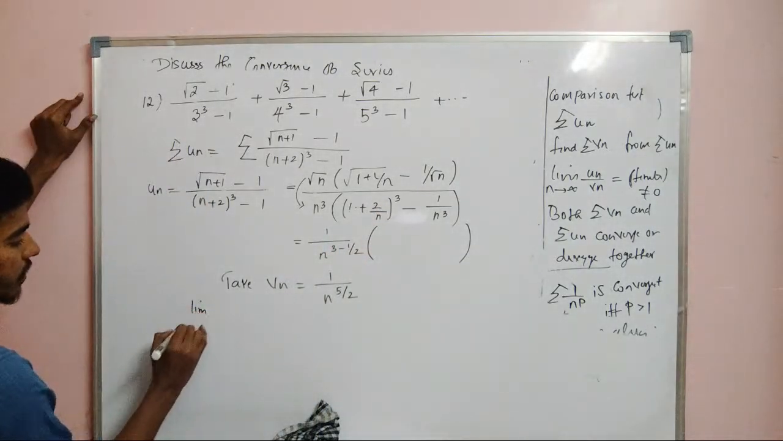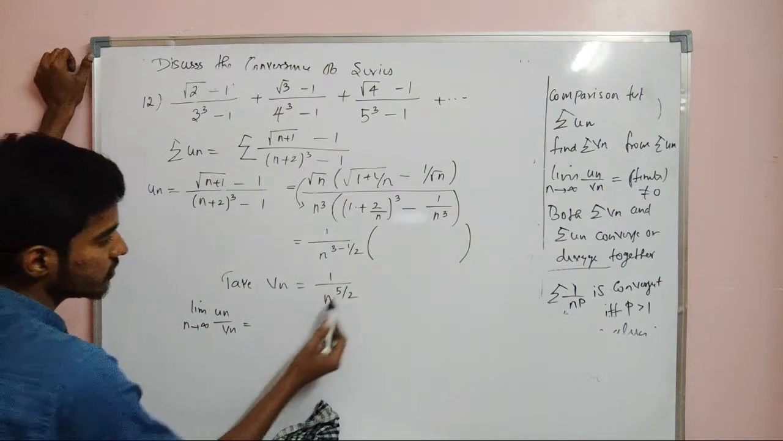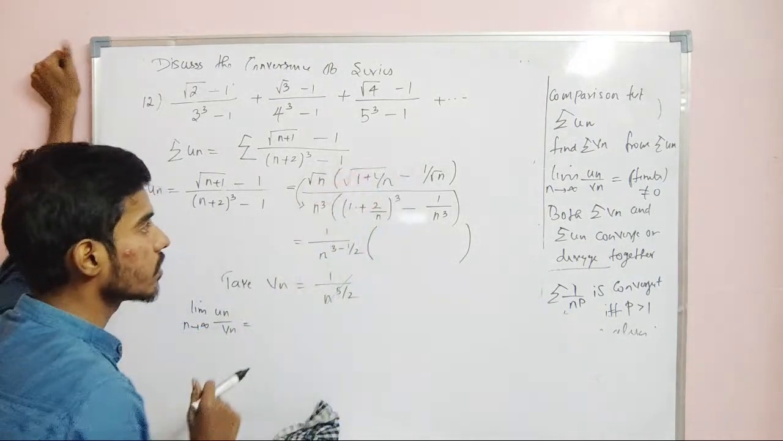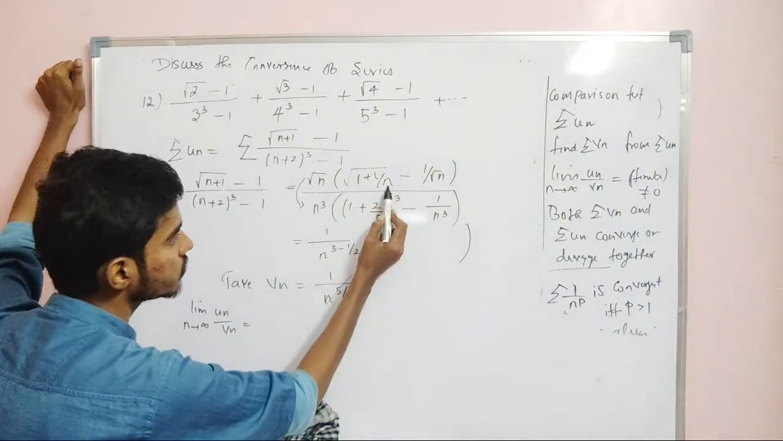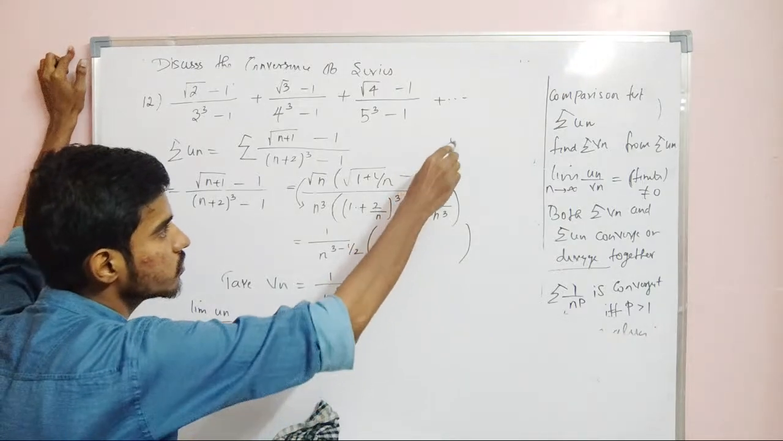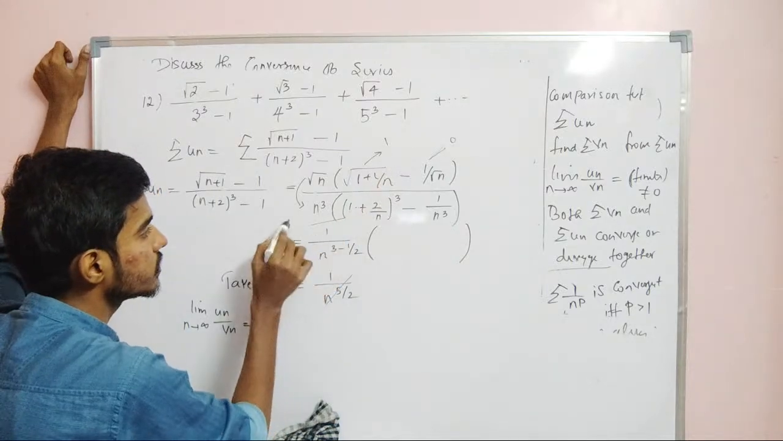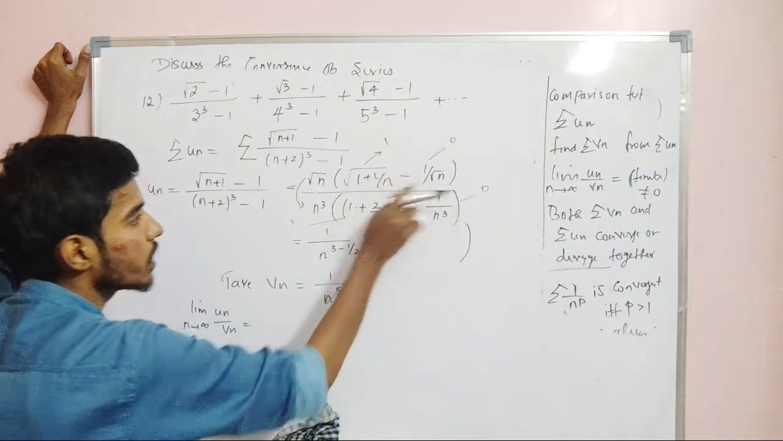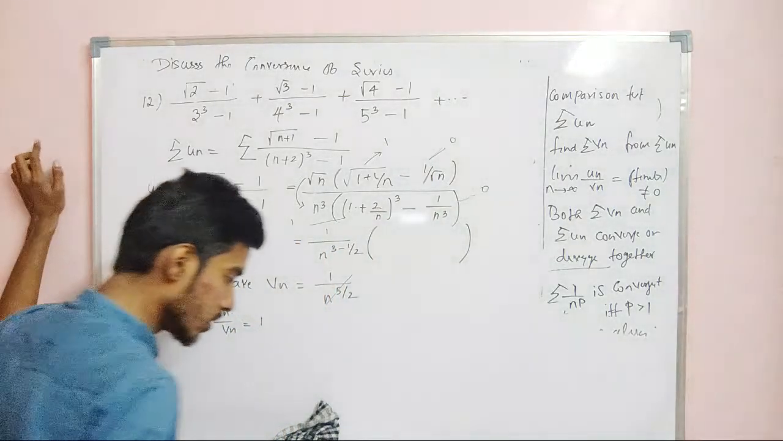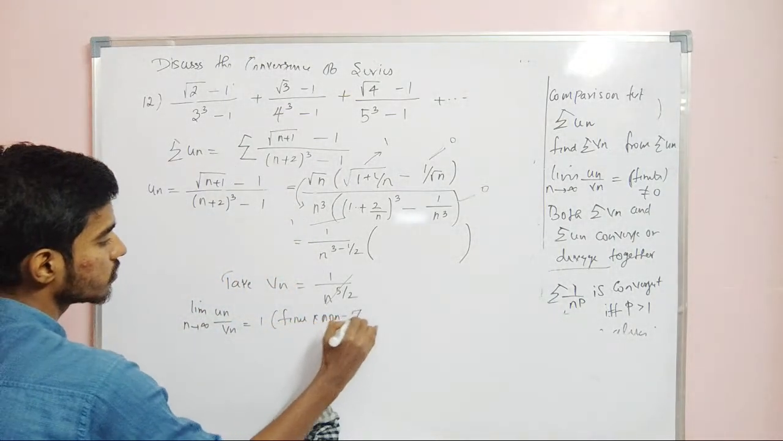Now you find the limit as n tends to infinity of un by vn, and you can see this term and this term will get cancelled. So we have only this term. Now as n tends to infinity, this term tends to 0, this term tends to 1, again this term tends to 1, and this term tends to 0. So we will have 1 minus 0 by 1 minus 0, which is 1. So which is finite and non-zero.